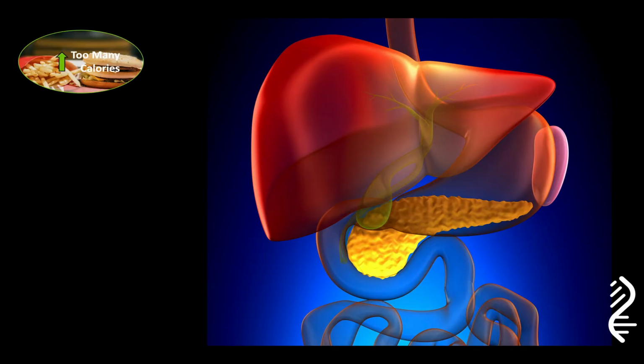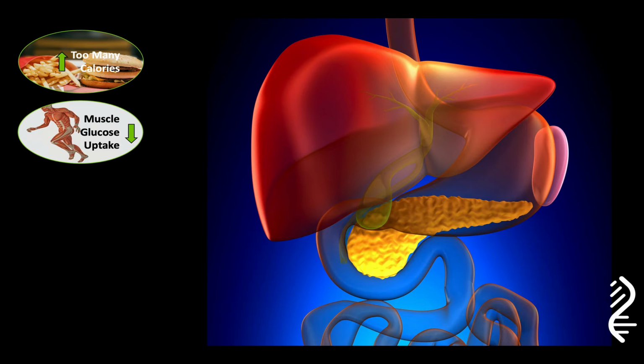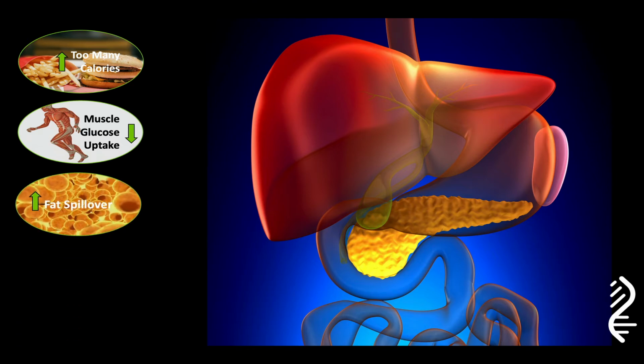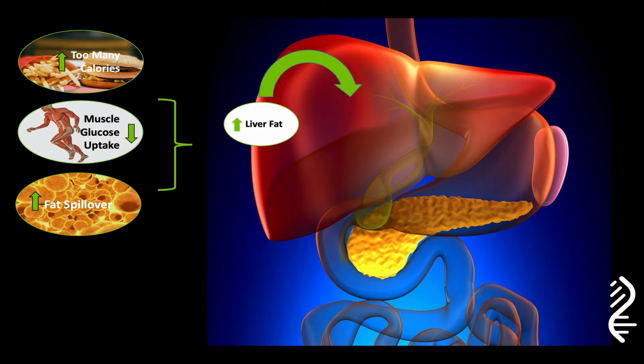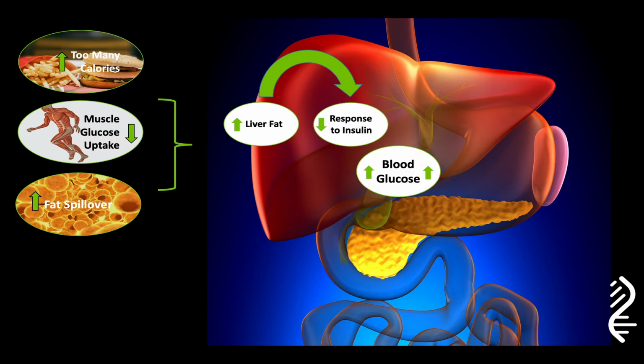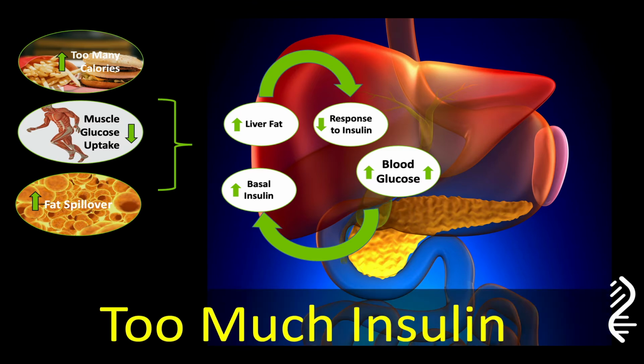Taylor's famous twin cycle showed this. What he showed was too many calories, energy overload, muscles not doing their job, fat spilling over, all results in increased liver fat. The increase in liver fat results in the liver not responding properly to insulin, hence the term insulin resistance. And what we see is blood sugar goes up a little bit, and the pancreas quickly responds by increasing the amount of insulin. This cycle, the liver cycle, goes over and over and over again, and we start to get to the place where we have too much insulin.